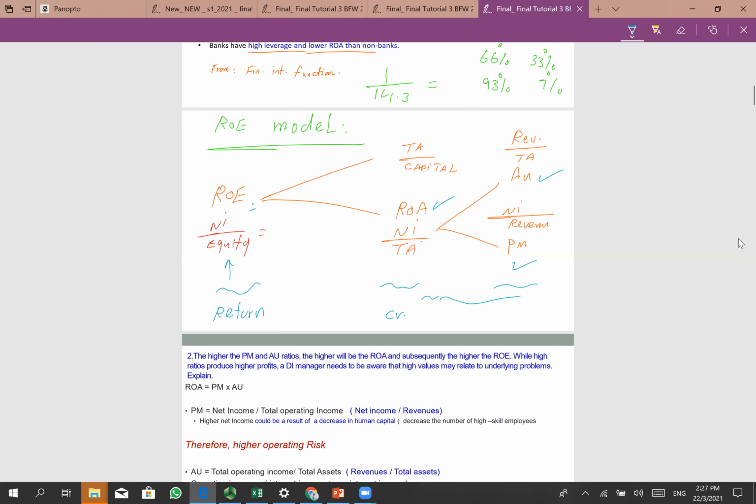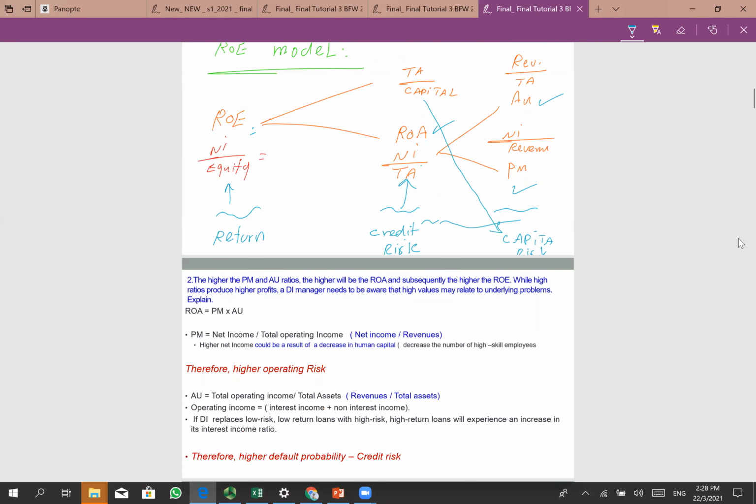like credit risk coming from the loans, which is these two areas, or capital risk coming from the leverage. So this can create capital risk, and this can create credit risk. And operational risk.